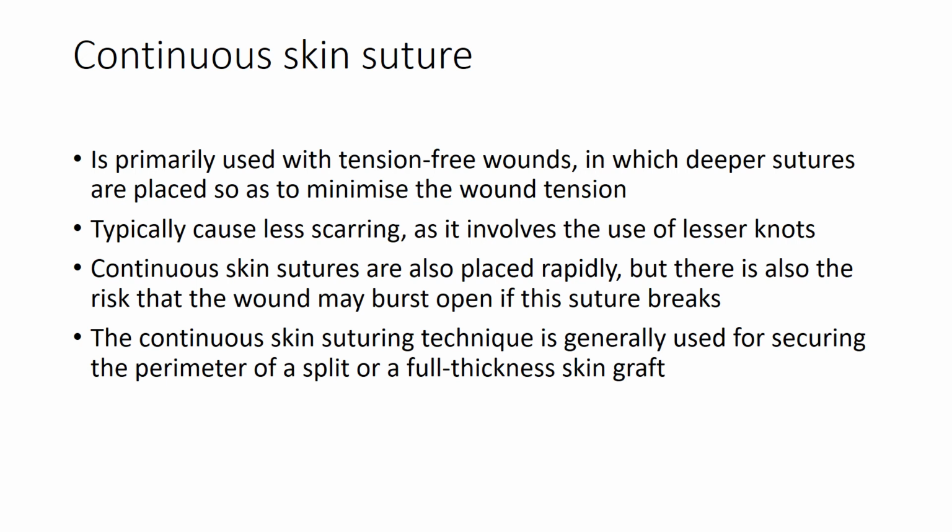Then we have continuous over and over skin suture. This is primarily to be used with tension-free wounds, in which deeper sutures are placed so as to minimize the wound tension. Continuous skin sutures can typically cause less scarring as it involves the use of fewer knots. Continuous skin sutures are also placed rapidly, but there is also the risk that the wound may burst open if the sutures break. The continuous skin suturing technique is generally used for securing the perimeter of a split or a full thickness skin graft.